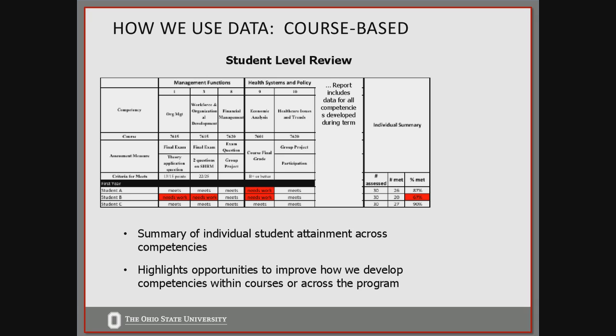The other level of review on these course-based competencies is to look at the individual students. The chart here shows the competencies this time along the top and where they are measured in the class. As you go down, you can see on the left the individual students. On the far right, we have an individual summary that shows in this semester, 30 competencies were assessed, and the percentage of the competencies each individual student met during that time. That helps us flag individual student needs, and faculty then follow up with the individual student, or as a group, we pay attention to how individual students are doing.